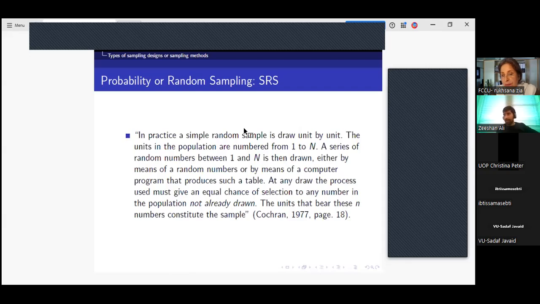Or say we have a die and we want to select 6 units from the population, for example. We can throw a die, and if an even number comes, then I would pick the specific number, and if odd comes, then I would pick another number. So we can think of that also as simple random sampling.